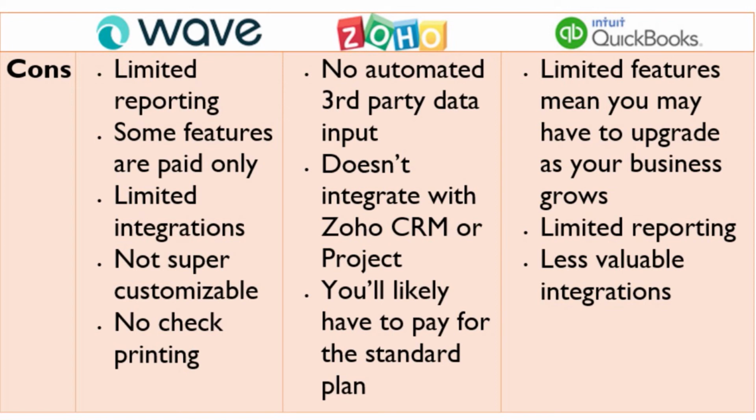What about Zoho? What are the drawbacks? There's no automated third-party data input. It doesn't integrate with Zoho CRM or Projects. You'll likely have to pay for the Standard plan. And for QuickBooks, there are limited features, meaning that you may have to upgrade as your business grows, and limited reporting. You also have less valuable integrations.